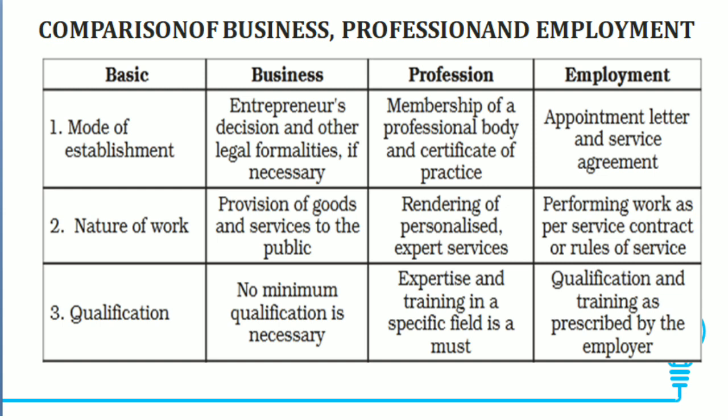So business enterprises, entrepreneur's decision and other legal formalities if necessary. So the first and very important difference, mode of establishment, how we establish businesses. So a business can be established with the help of an entrepreneur. Entrepreneur means the owner needs to do some legal activities or formalities, then only they can start business activities. And for a profession, we require membership of professional bodies.